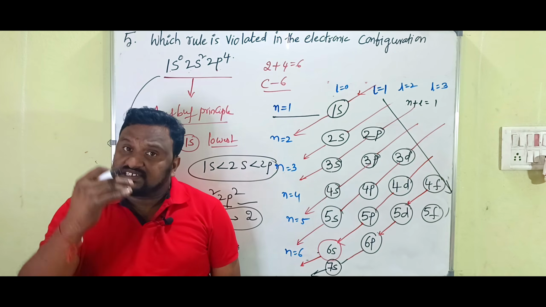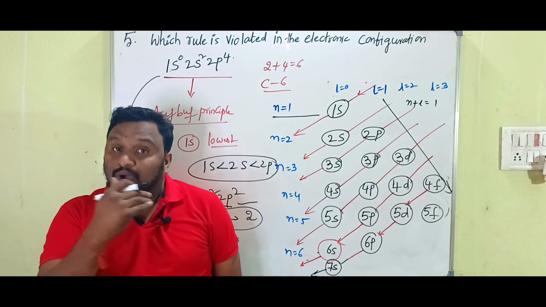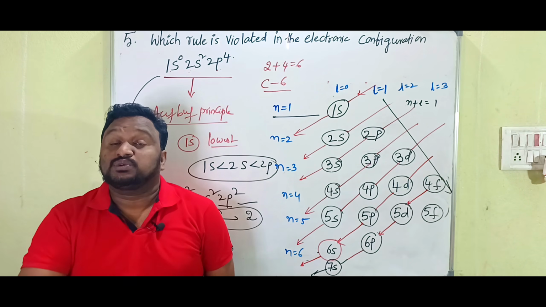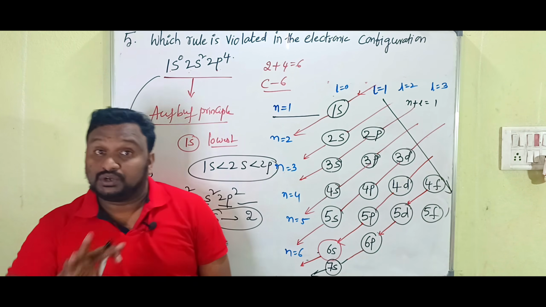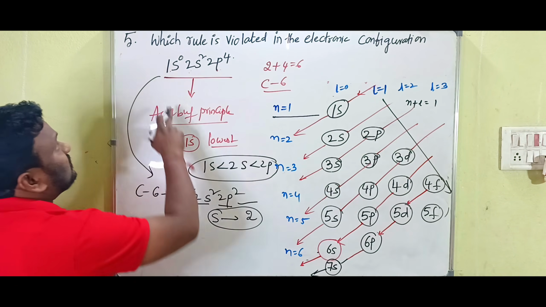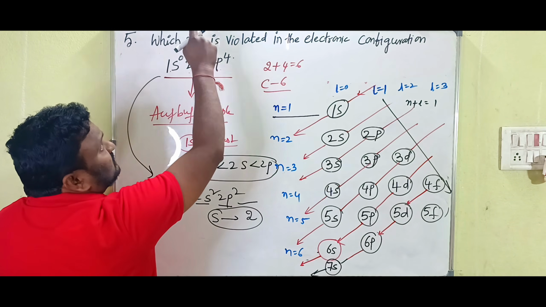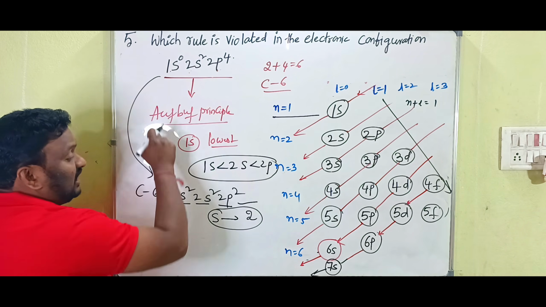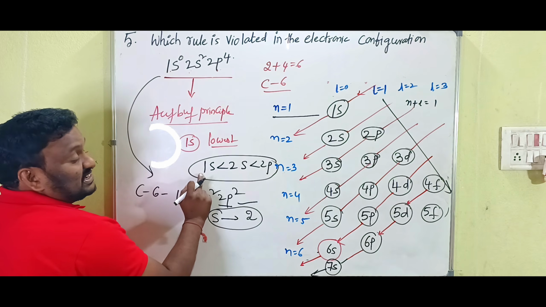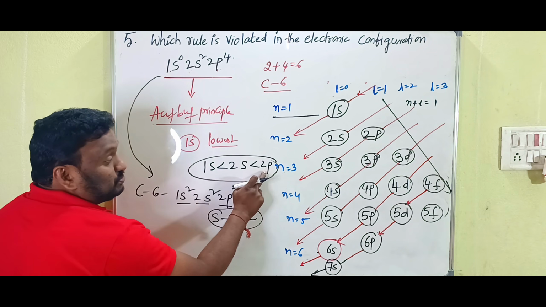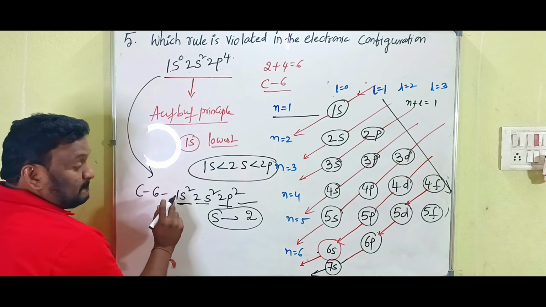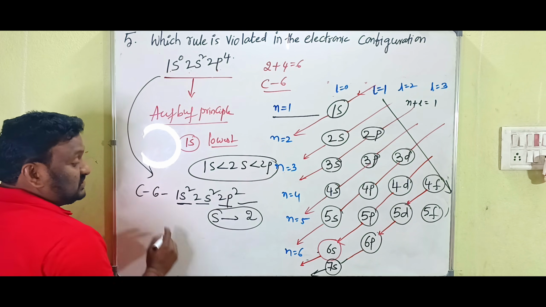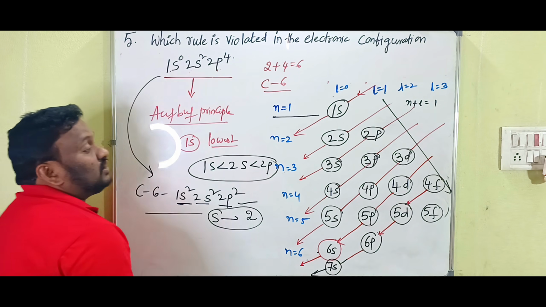This is the way to identify the Aufbau principle. Sometimes they may ask only which rule is violated, and sometimes they may ask you to write the correct configuration also. That's why you have to observe the questions very carefully. According to this question, this configuration violates the Aufbau principle because 1s is the lowest energy orbital compared to 2s and 2p. That's why the electrons must be filled first in 1s, then 2s, then 2p. So this is the correct configuration of carbon, children.